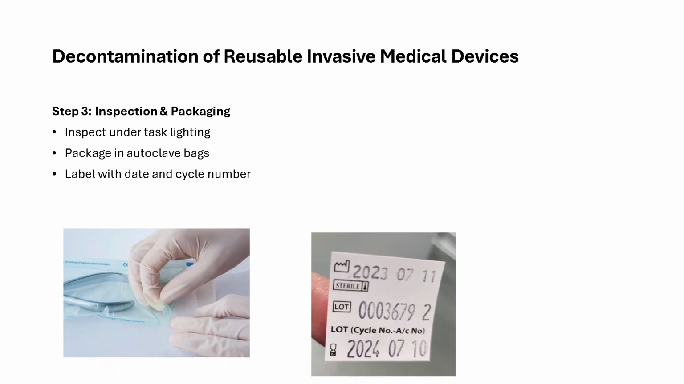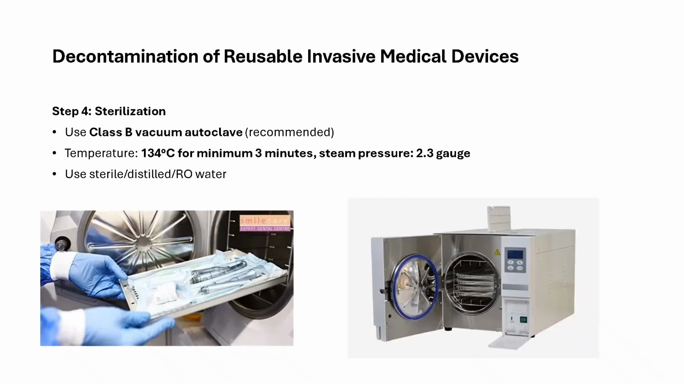After cleaning, inspect under magnification and light. Package the instruments into autoclave bags and label the bags with a date and cycle number. After that, the instruments can be placed in an autoclave. The most commonly used autoclave in dental settings is the Class B autoclave because it can sterilize all types of load. So the minimum temperature is 134 degrees Celsius for a minimum of 3 minutes and a pressure of 2.3 gauge. And always make sure to use distilled water in your autoclave because tap water has a lot of minerals which could damage the autoclave because of the mineral precipitation.